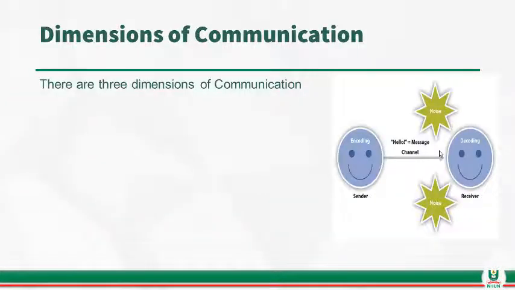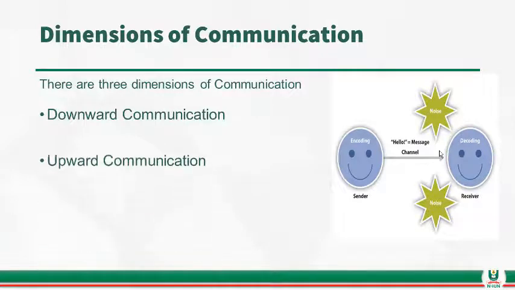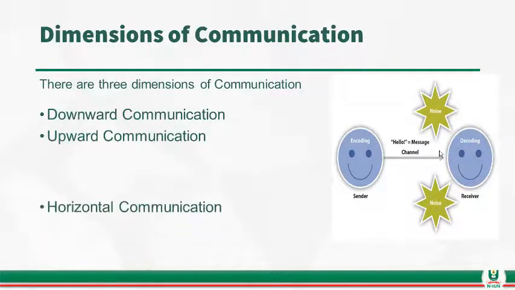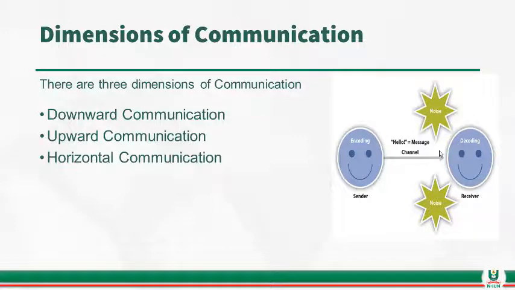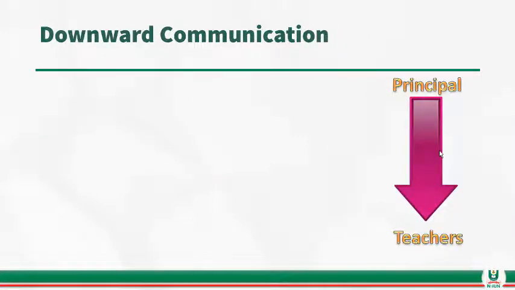So let's talk about the dimensions of communication. There are three dimensions of communication. The first one is downward communication, then we have upward communication and horizontal communication. What about downward communication? This is communication from the top to the bottom, that is, from the principal to the teacher, from the manager to the subordinate.